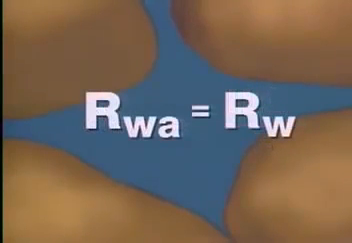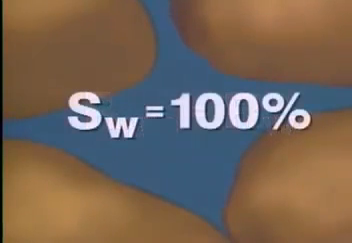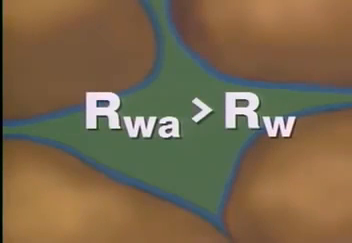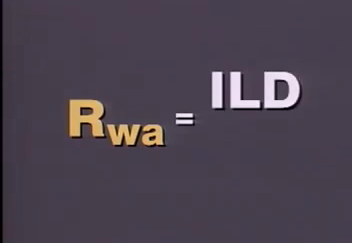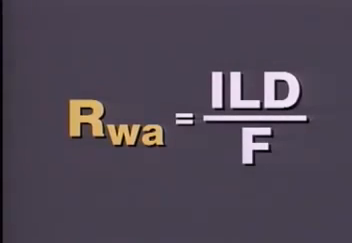It should be emphasized that R sub WA is only equal to the true resistivity of the formation water, R sub W, when the formation is 100% water saturated, as we see here. Thus, in hydrocarbon-bearing formations, the calculated apparent water resistivity, R sub WA, will be greater than the true water resistivity, R sub W. Going back over our equation, then, R sub WA is obtained simply by dividing the deep induction resistivity by the formation factor, F.